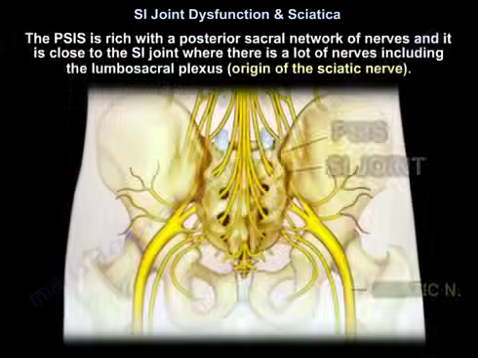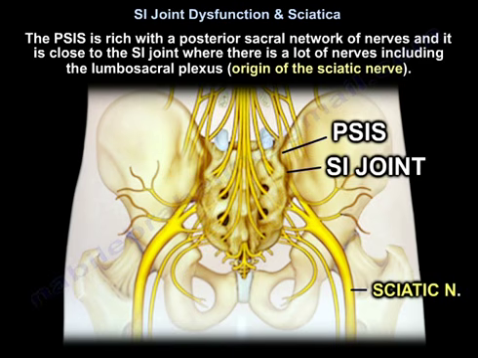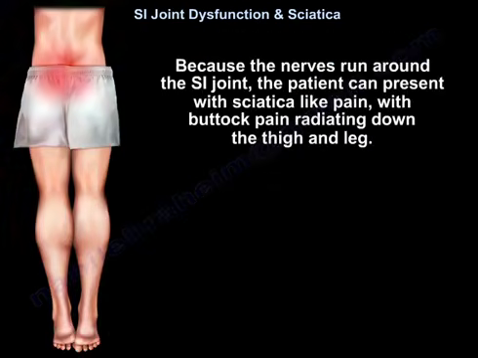The posterior superior iliac spine is rich with posterior sacral network of nerves, and it is close to the sacroiliac joint where there is a lot of nerves, including the lumbosacral plexus, which is the origin of the sciatic nerve. Because the nerves run around the sacroiliac joint, the patient can present with sciatica-like pain, with buttock pain radiating down the thigh and the leg.